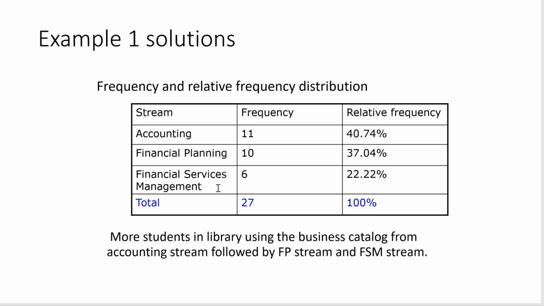If we want to calculate the relative frequency, we divide the number of students in accounting by the total number of students in that survey, and we have 11 divided by 27. We have 40.74% of the students in accounting. Similarly for financial planning, we have 37.04% of students in financial planning and 22.22% in financial services management, so a total of 100%.